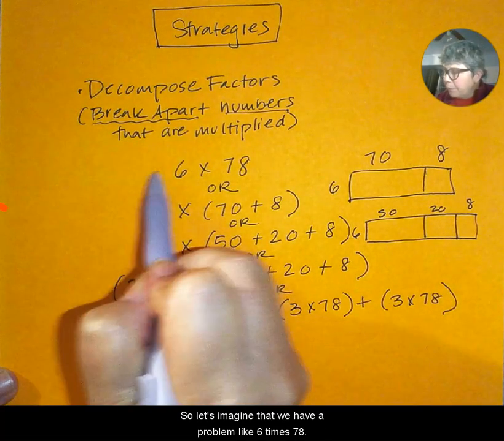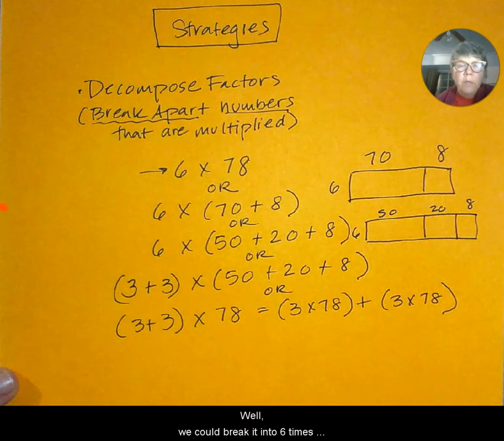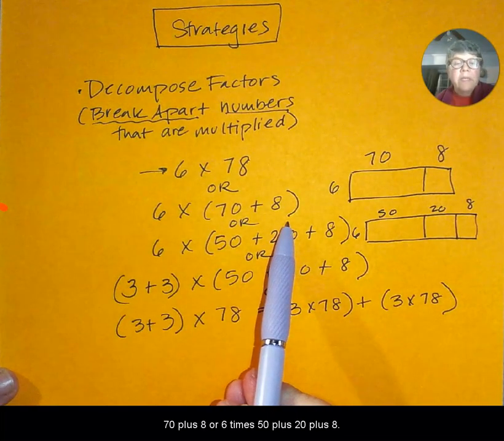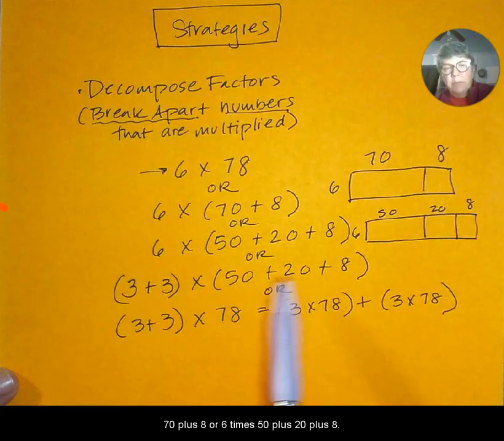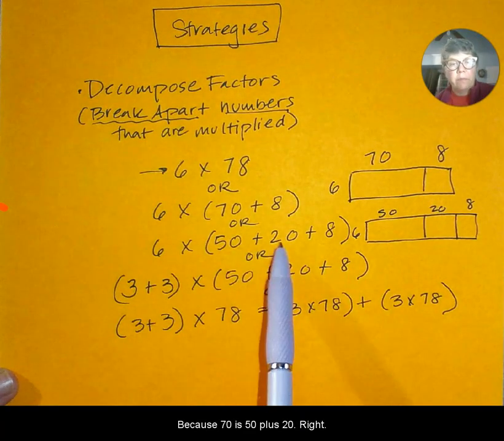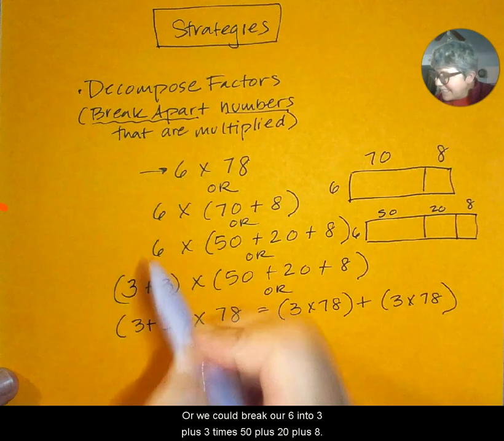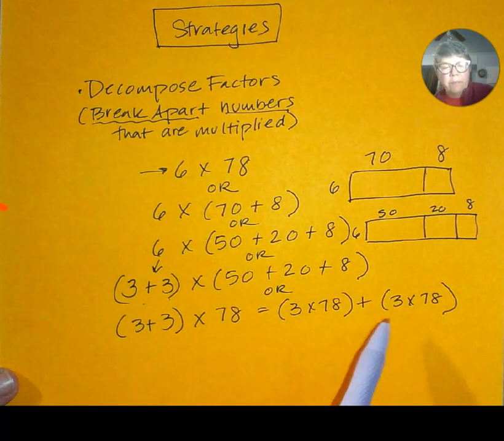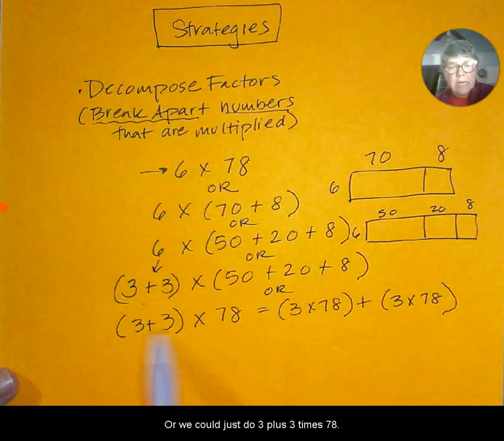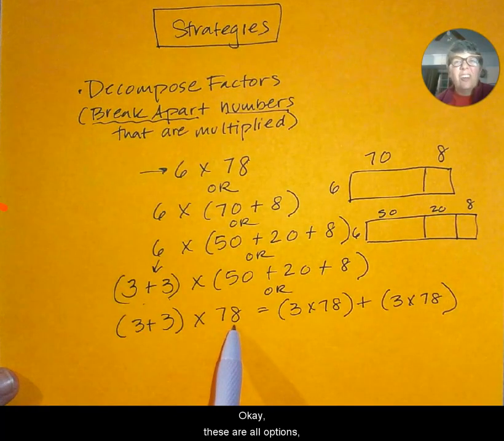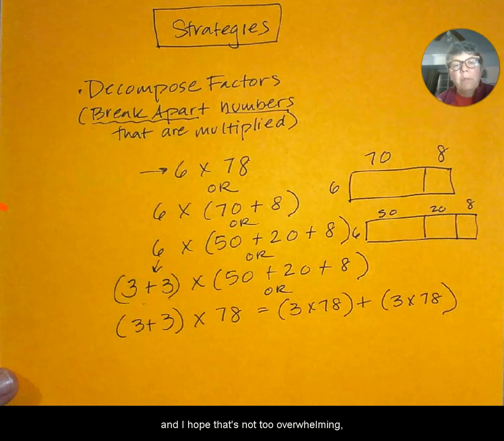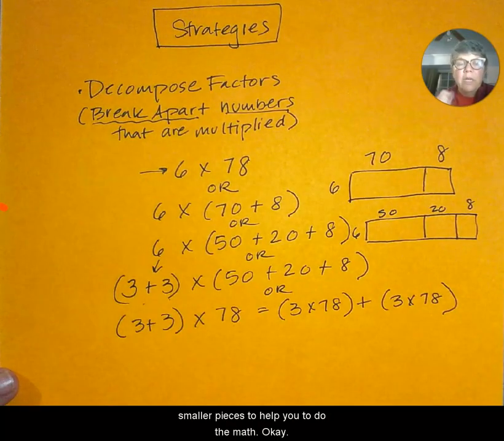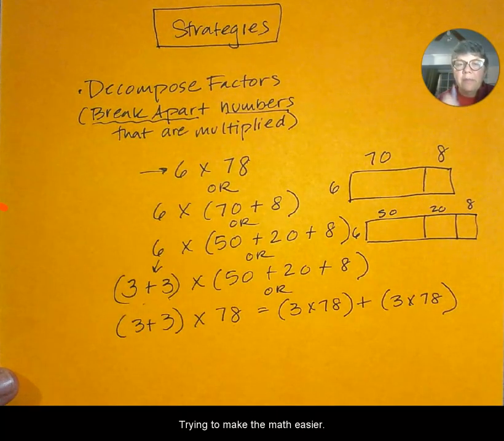So let's imagine that we have a problem like 6 times 78. Well, we could break it into 6 times 70 plus 8. Or 6 times 50 plus 20 plus 8. Because 70 is 50 plus 20, right? Or we could break our 6 into 3 plus 3 times 50 plus 20 plus 8. Or we could just do 3 plus 3 times 78. Okay? These are all options, and I hope that's not too overwhelming, but we want you to see how you can break that 78 into smaller pieces to help you to do the math, okay? Trying to make the math easier.